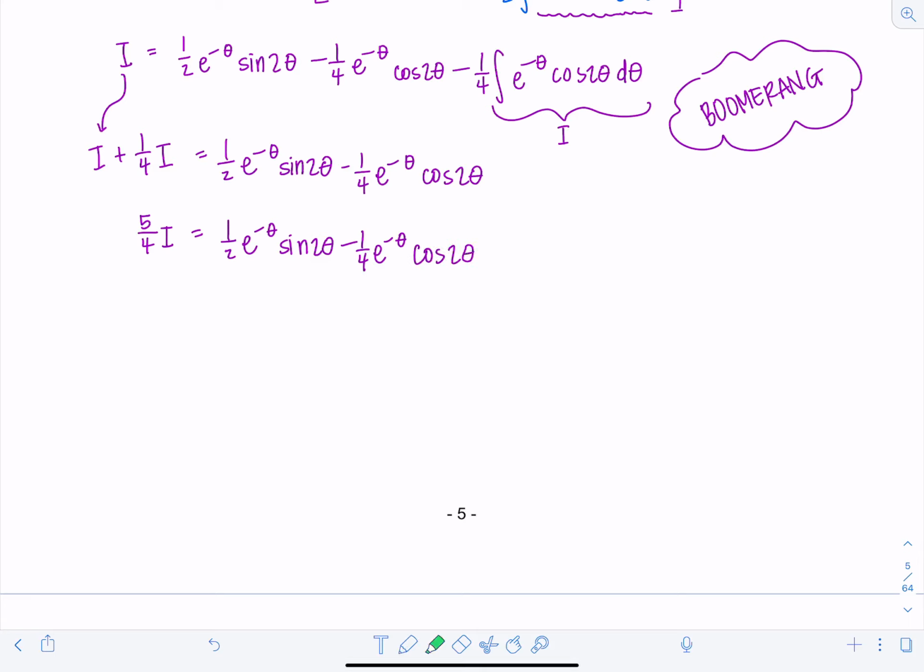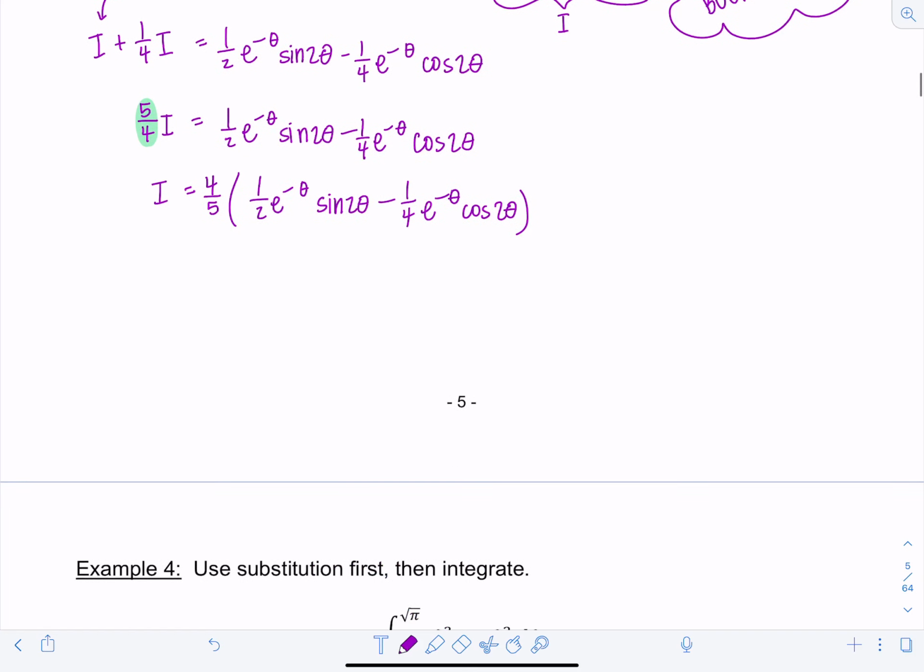How do I isolate a variable? When there's a coefficient, you multiply by the reciprocal. So I is equal to 4/5 times 1/2 e to the negative theta sine 2 theta minus 1/4 e to the negative theta cosine 2 theta. All right, we're in the home stretch. So now just put it all together. Rewrite what I originally was, okay? So I was integral e to the negative theta cosine 2 theta d theta, and that equals, now distribute this 4/5.